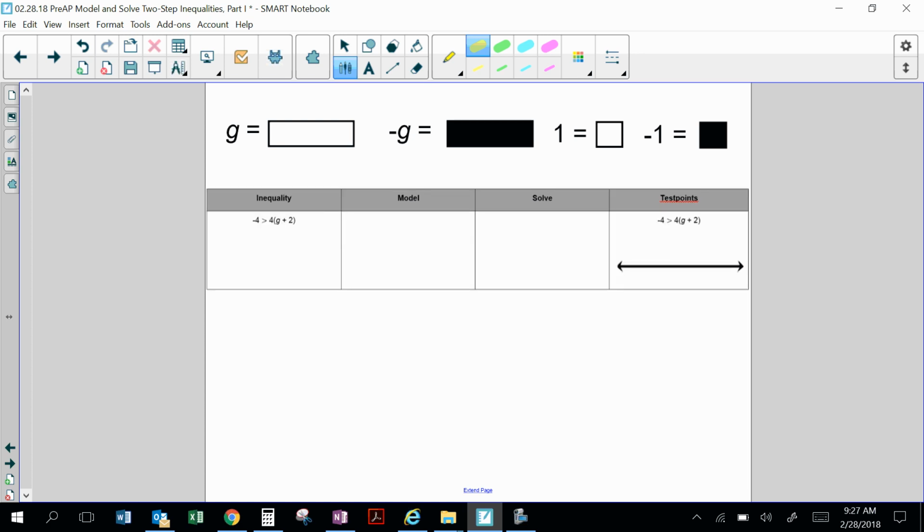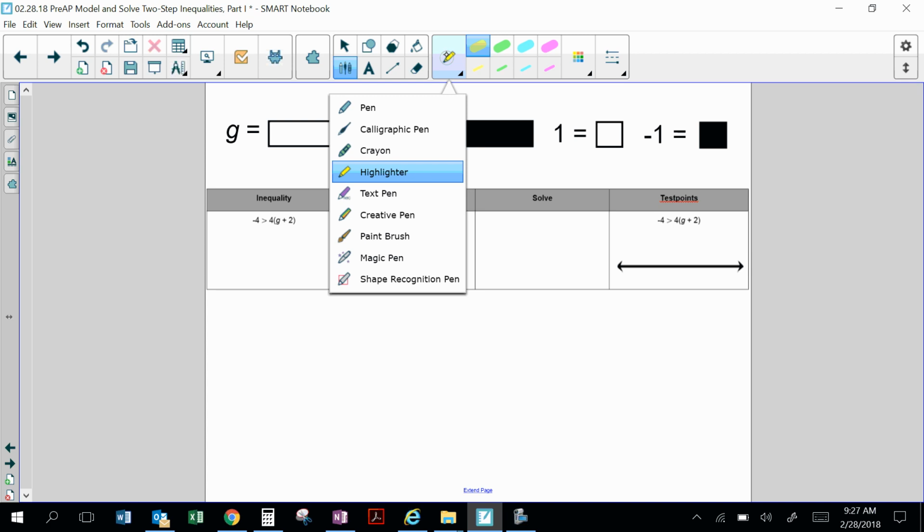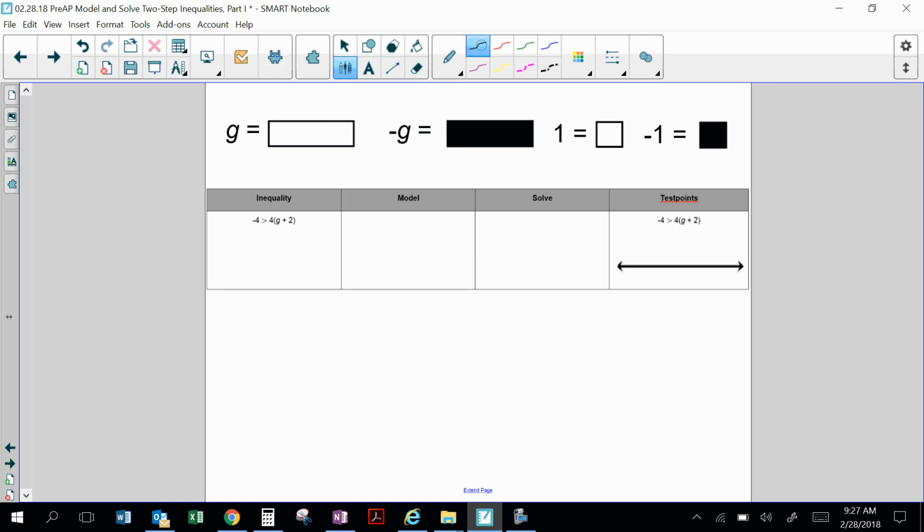Next one. Here's our next problem. We are going to draw this. So we draw negative 4 greater than 4 groups of g plus 2. We learned the distributive property 2 lessons ago. So it's 4 g's plus 8. You may need to pause it to give students time to solve this through a drawing method.